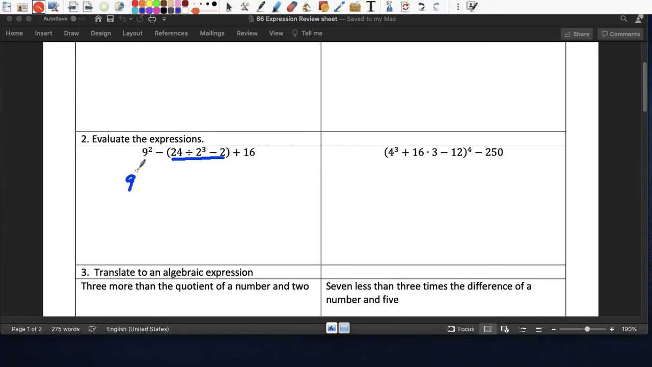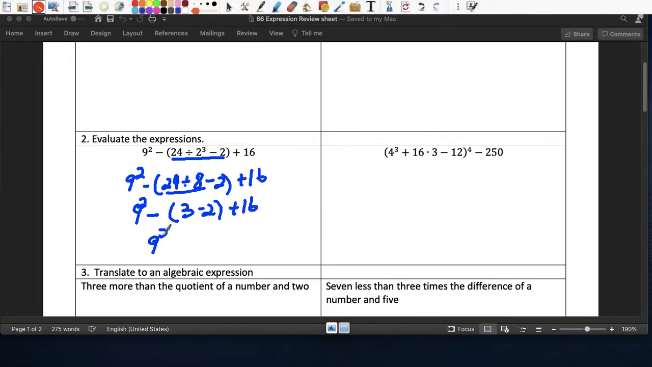So 9 squared minus, and 24 divided by 2 to the third power is 8 minus 12. Minus 2, sorry. Minus 2 plus 16. And then we're going to do 9 squared, right? Minus, and then here we do 24 divided by 8, que es 3. And then minus 2 plus 16. Finally, I can do 3 minus 2, so I get 9 squared minus, and what 3 minus 2 is just 1 plus 16. So what do I do with that?